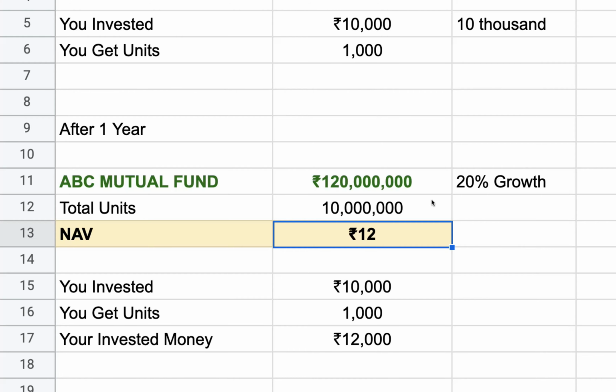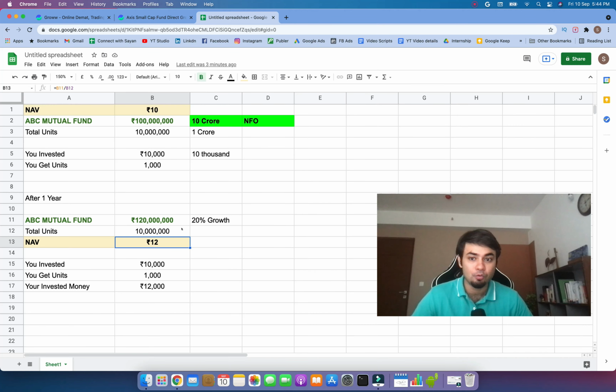It's only a quick division of 12 crore divided by 1 crore total units, right? So 12 crore divided by 1 crore total units is rupees 12. So that is the NAV of this mutual fund after 1 year. So NAV of the mutual fund has also grown by 20%. The entire value of the mutual fund has also grown by 20%. The NAV has also grown by 20%.